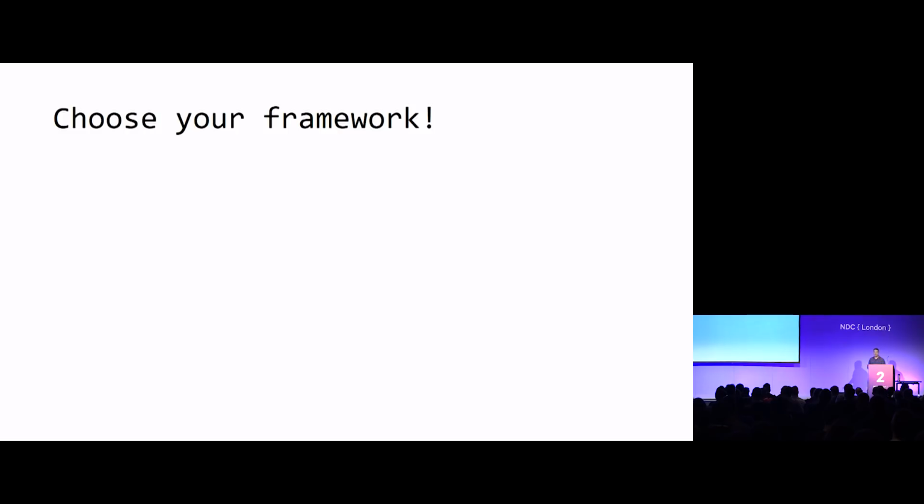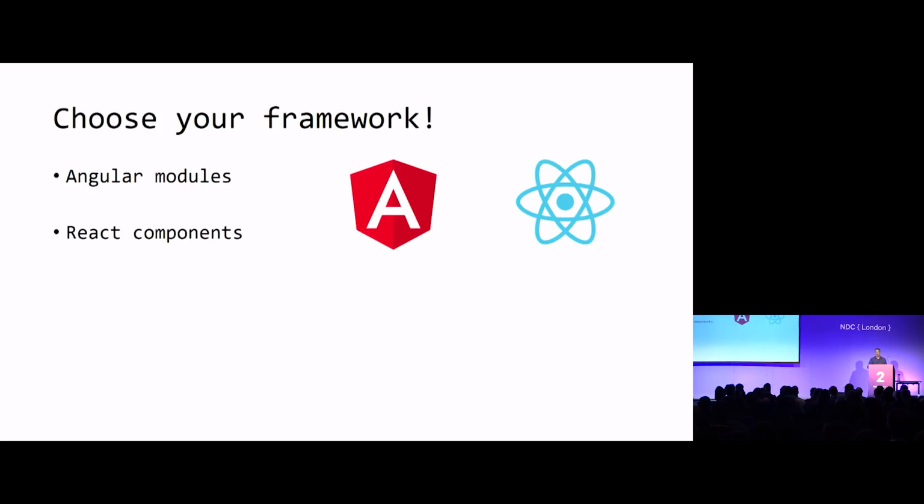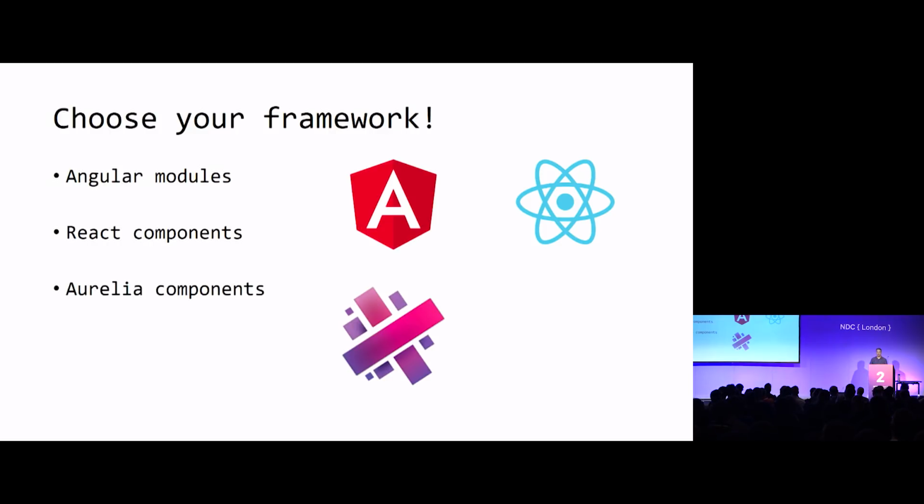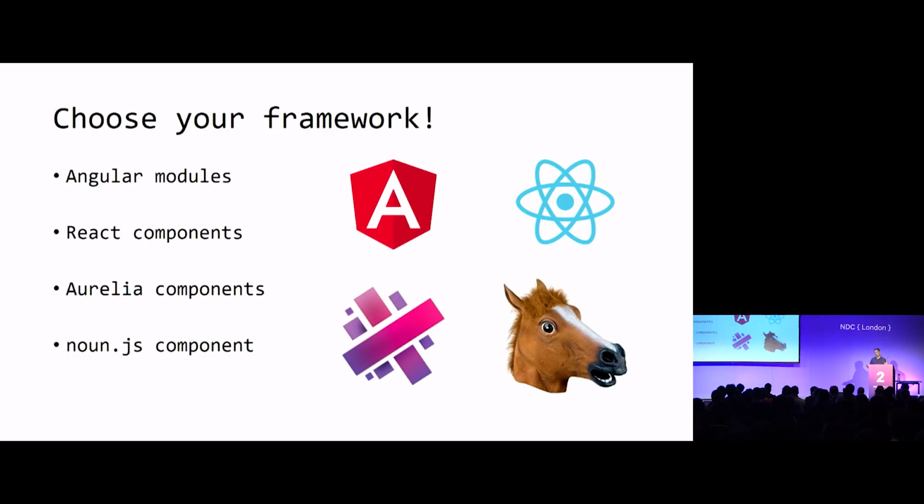So we could look at Angular. Angular has a concept of modules and components, so that may be something that we can use to have these independent pieces. React has components. Those are those individual componentized pieces for the screen. Aurelia, which someone told me once is still a thing, has a concept of components. Or you can just pick your favorite noun.js component that has some concept of building independent, isolated pieces to be able to display it on the screen.